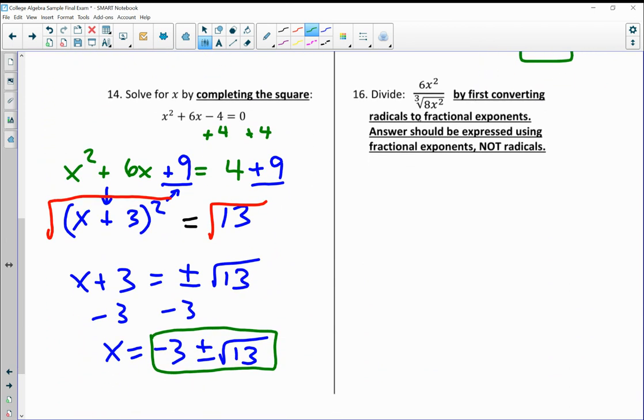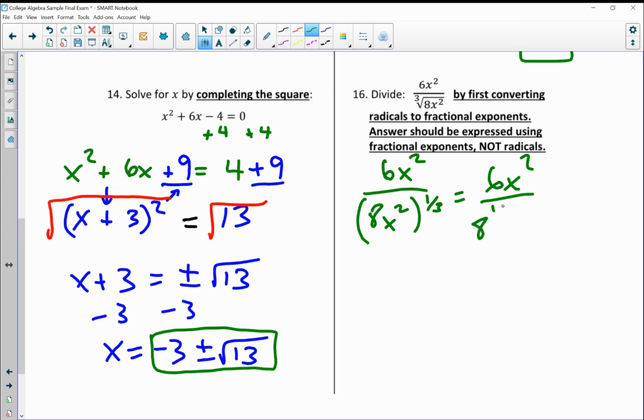Divide. First, converting radicals to fractional exponents. Answer should be expressed using fractional exponents, not radicals. So we have the 6x squared. Now for our denominator, it's the cube root of 8x squared. So this will be 8x squared to the 1/3 power, which means we have 8 to the 1/3 and x squared to the 1/3. We would multiply there. That would be 2 times 1/3, so 2/3.